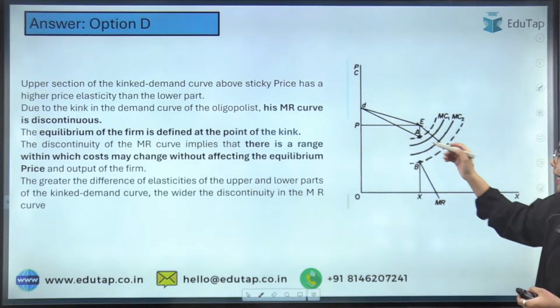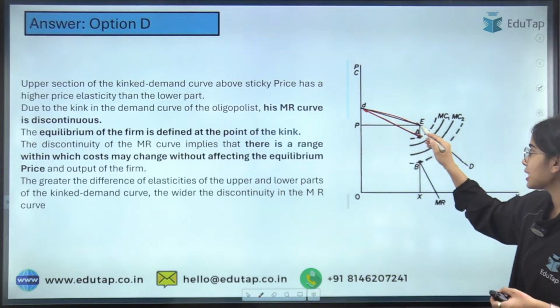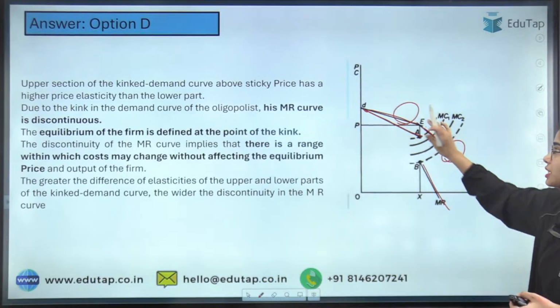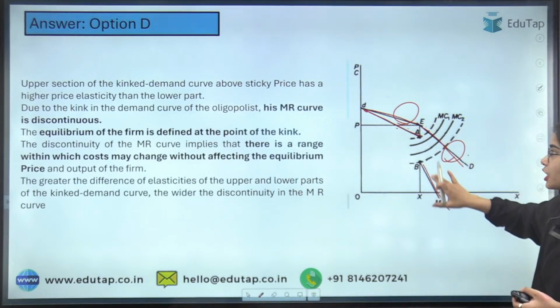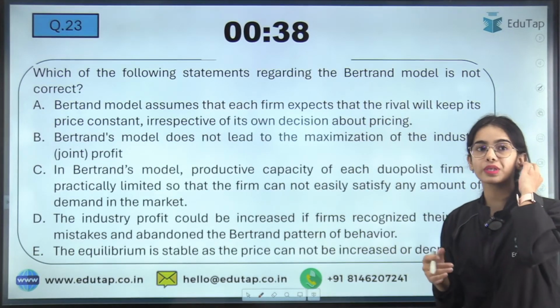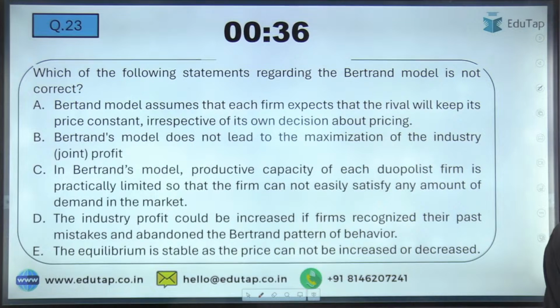Now you can read that because of the difference in elasticities, there are different marginal revenue curves, and the higher the difference in the elasticities, the more the discontinuity between the marginal revenue curves. So this is the idea. Now, which of the following statements regarding the Bertrand model is not correct? That you have to tell me.